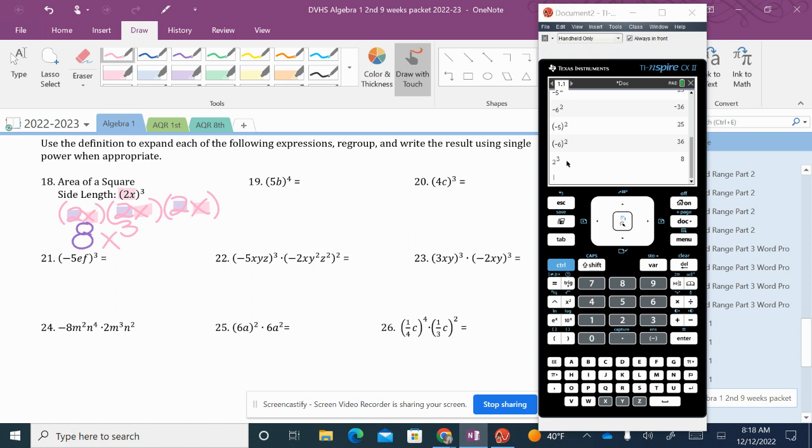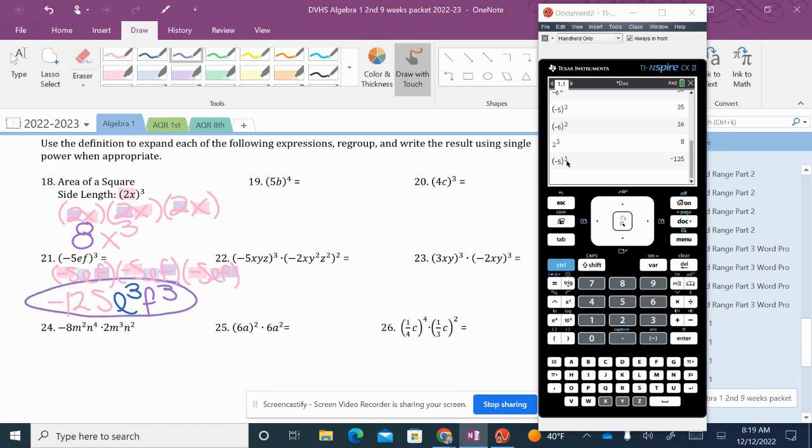Okay, so let's try this next one. This is negative 5ef to the third power. So negative 5ef, negative 5ef, and negative 5ef. Okay, that is going to be negative 5 times negative 5 times negative 5. I'm going to put that in my calculator. If we put the negative 5 in parentheses to the third power, that gives us negative 125. And then we have e times e times e. That gives us e to the third power. Then we have f times f times f, and that gives us f to the third power. And that would be our answer.